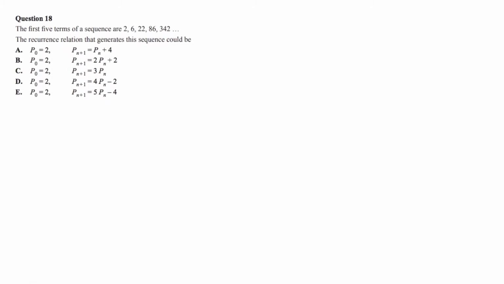In question 18, we are given the first 5 terms of a sequence. The question is asking to determine a recurrence relation that generates this sequence. All the 5 options have P0 equals 2. Now let's calculate P1 in option A. This is equal to 6, so now we have to calculate P2 because this one is true. P2 is equal to 10, which is not the number in the sequence required.